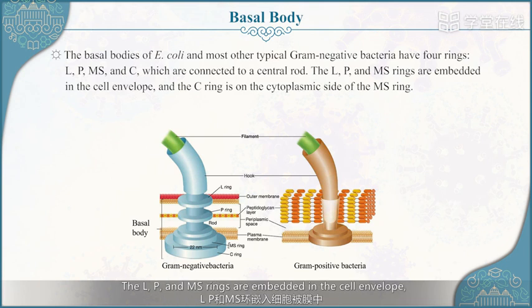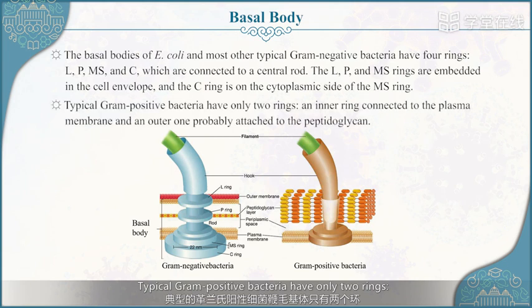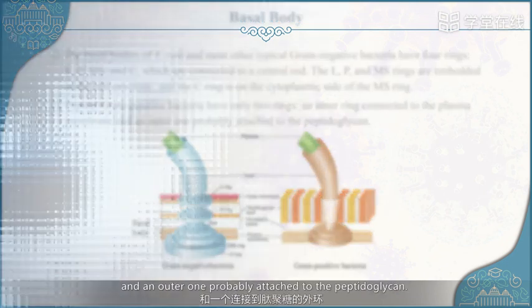The L, P, and MS rings are embedded in the cell envelope, and the C ring is on the cytoplasmic side of the MS ring. Typical gram-positive bacteria have only 2 rings, an inner ring connected to the plasma membrane and an outer one probably attached to the peptidoglycan.